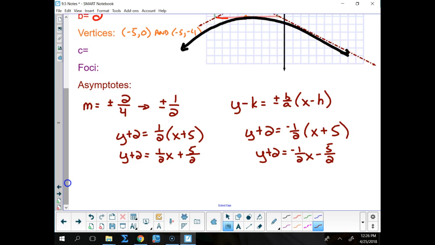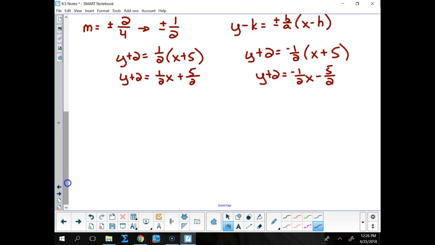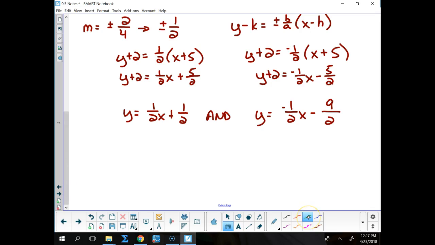2 is really 4/2, right? Okay? So with 2 really being 4/2, then this is y equals 1/2 x plus 1/2. Y equals negative 1/2 x minus 9/2. Because really here, we're subtracting 4/2.